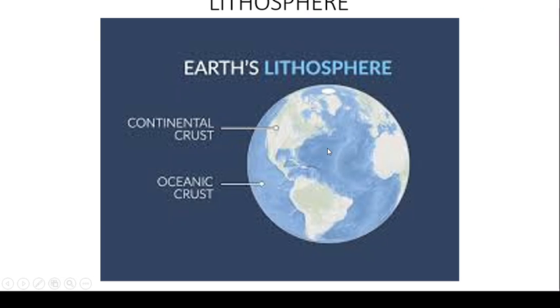Next is the lithosphere, that is the solid part of the earth's crust, the upper part of the earth, which is called the crust, on which human beings can survive. The crust is divided into continental crust and oceanic crust.